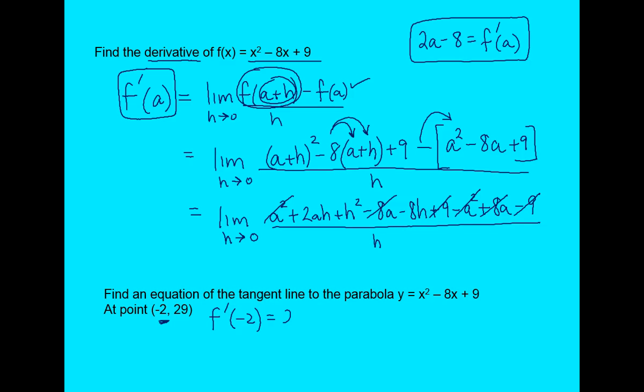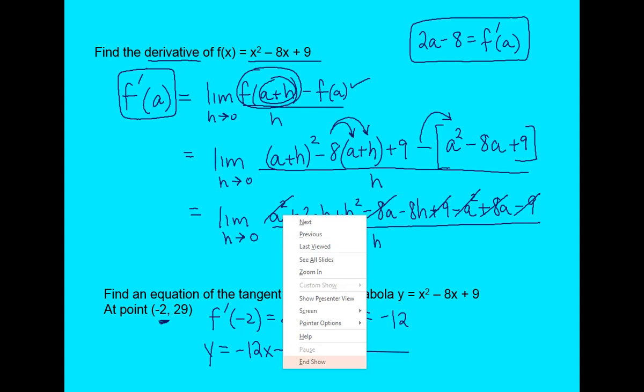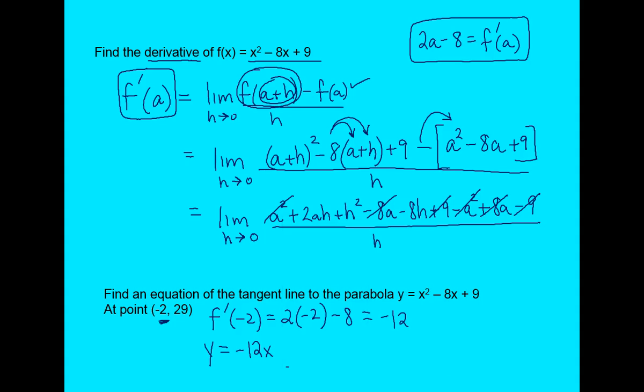So let's find out what that slope would be. We're going to plug -2 in for a. So we would get -4 minus 8, -12. That represents the slope of the tangent line when x equals -2. So the equation of the tangent line would be y equals -12x plus b. Now if you wanted to use the point-slope form instead of the slope-intercept form, that's fine.